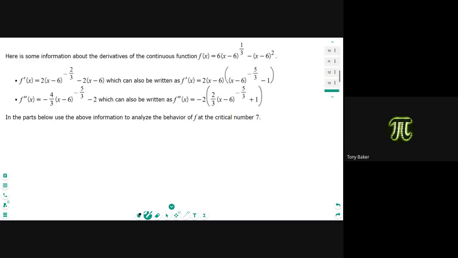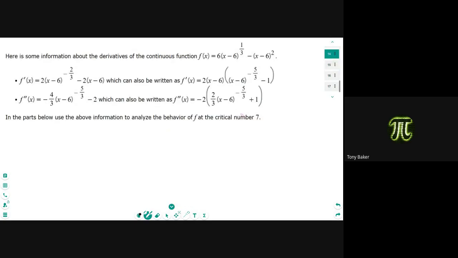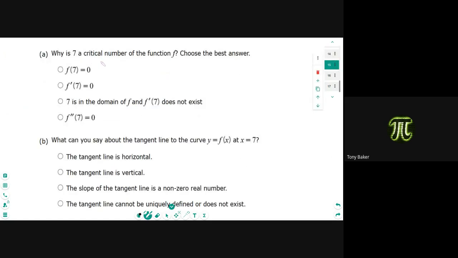All right. This problem's actually kind of nice because they give you the first and second derivatives. So they'll make you find them, which is kind of nice. And you're going to use this basically to answer a few questions. So they're looking at the critical number of 7.